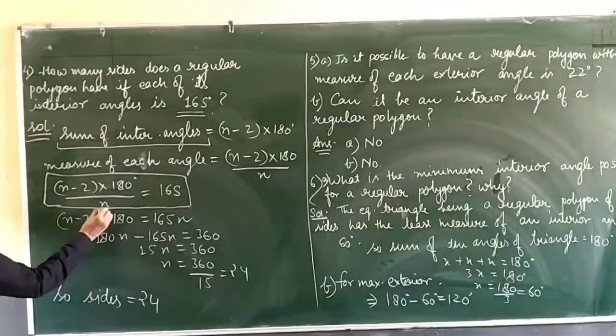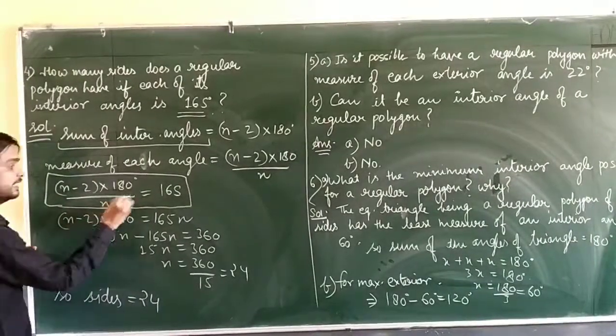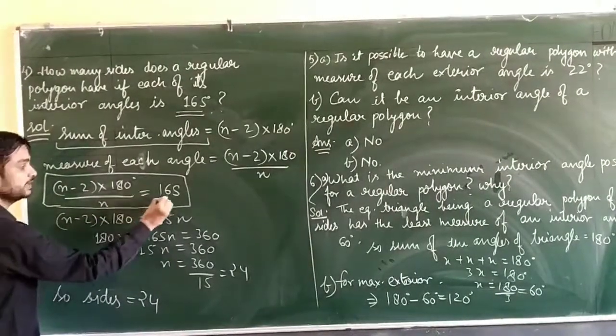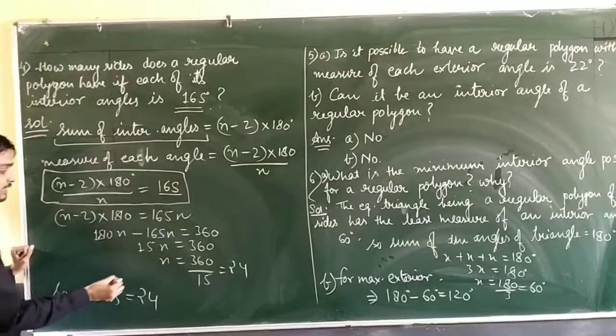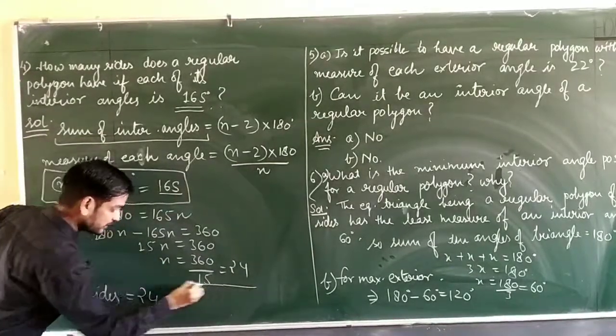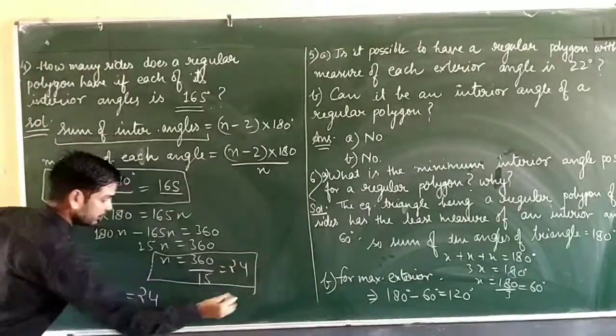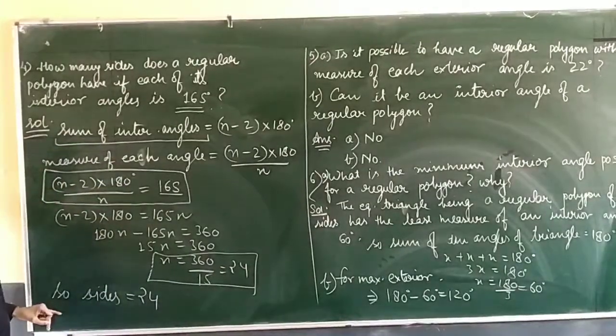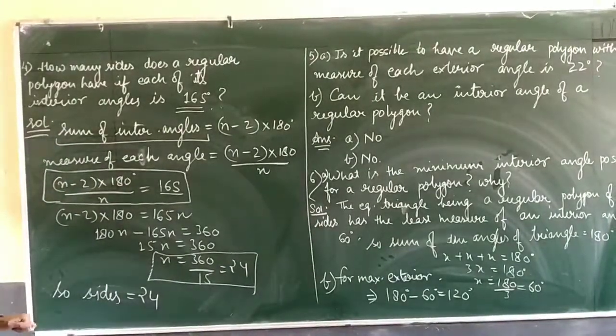Now we have to find the value of n here. N will be cross multiplied with 165. Then when we solve this, n's value will be 24. So the number of sides of this regular polygon is 24.